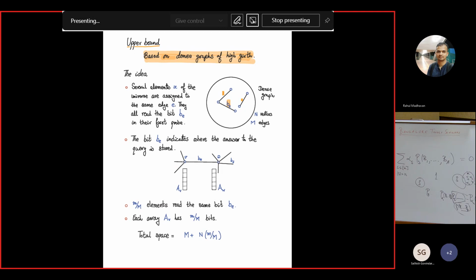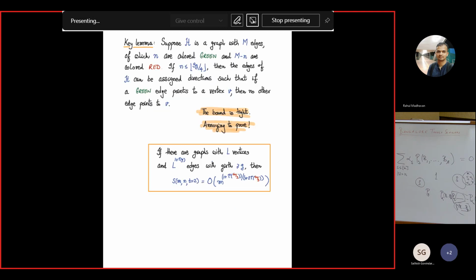We need to orient the edges carefully so that this sort of mishap does not happen. And it turns out that if this graph has high enough girth compared to the size of the set that you are storing, if the girth is much bigger than the size of the set you are storing, then you can always direct the edges of this graph so that such problems do not occur.